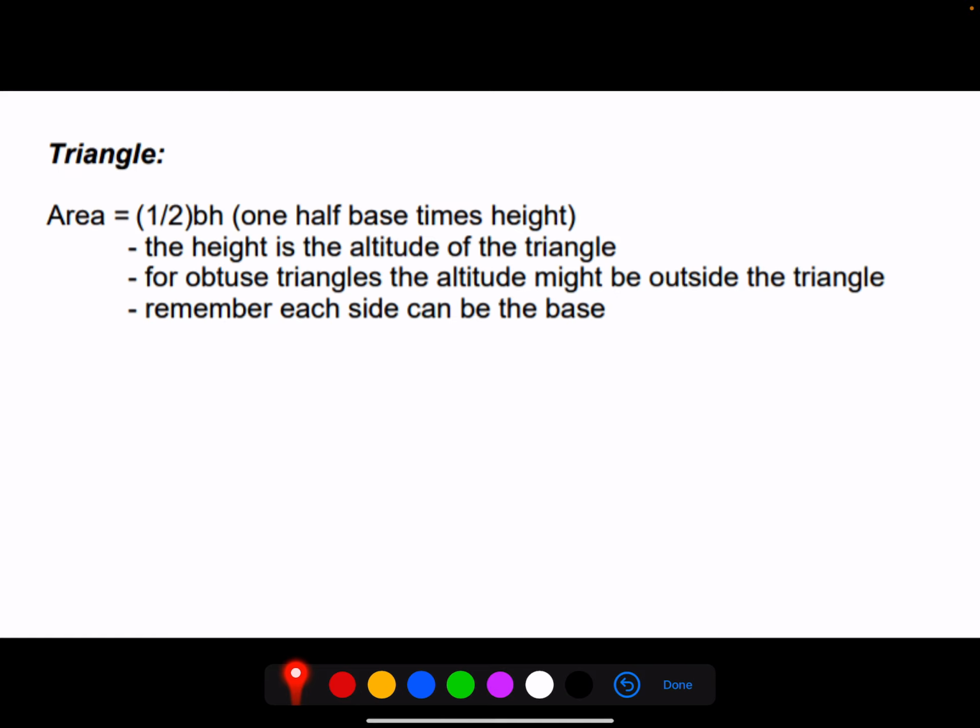All right, so the first shape that we're going to be dealing with today is triangles. Now, when we're dealing with triangles, we should remember that the area of a triangle is 1/2 base times height.